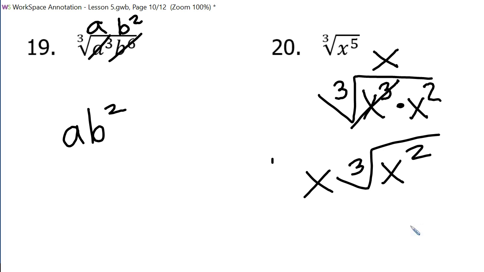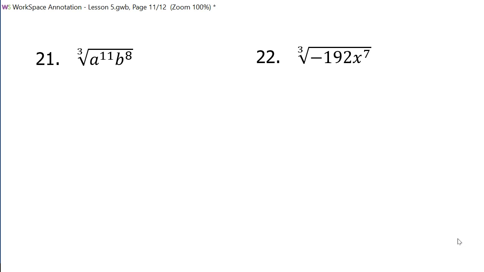Okay, 4 more to go. Number 11, we have the cube root of a to the 11th, b to the 8th. Cube root of a to the 11th, b to the 8th. Are those perfect cubes?